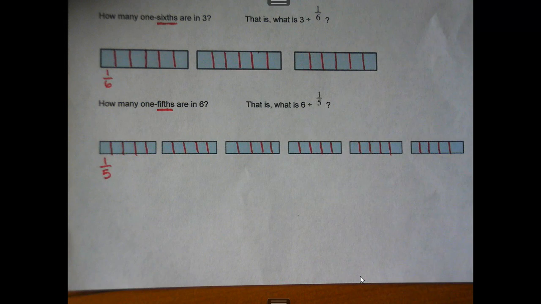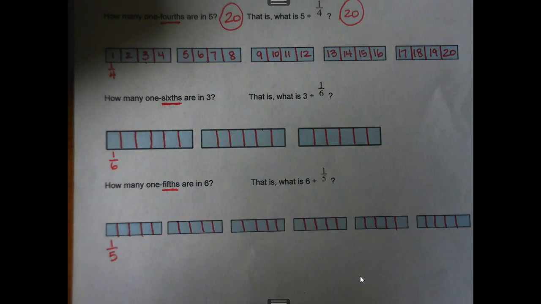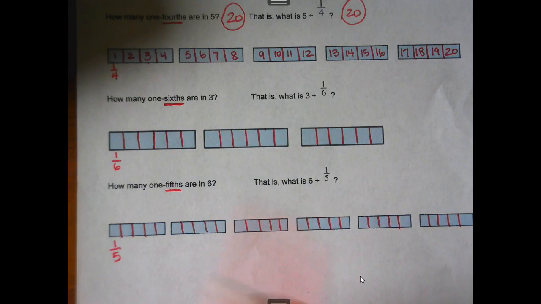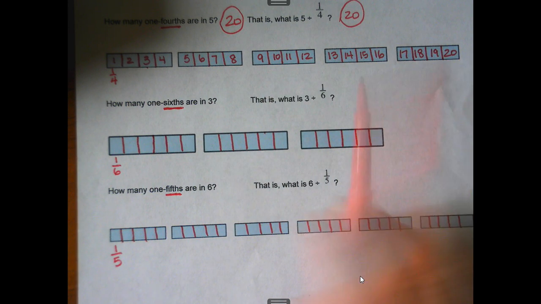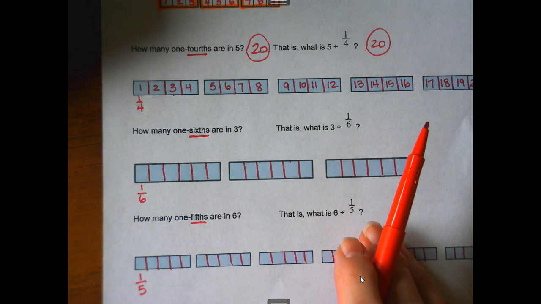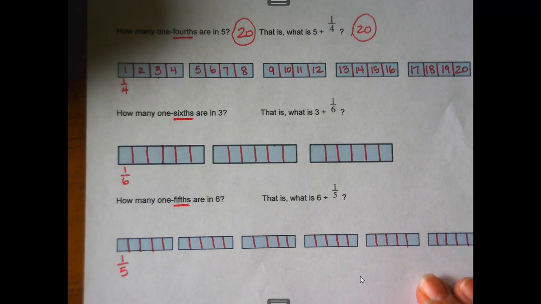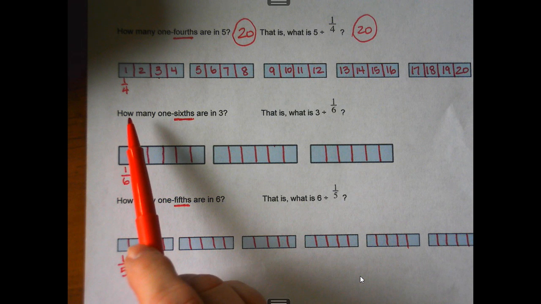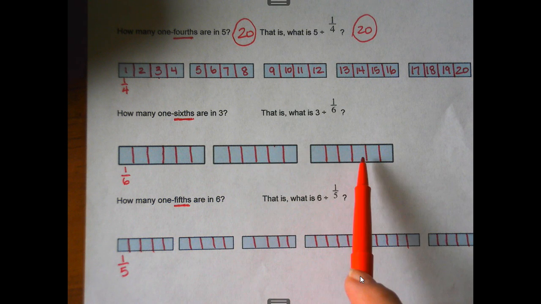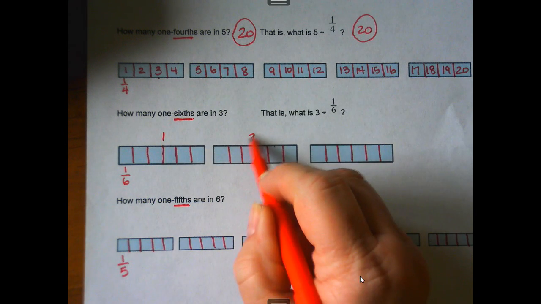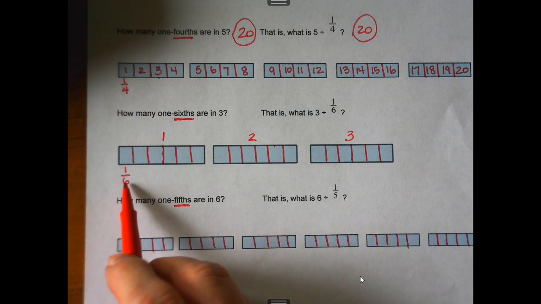You might remember that in the video that I did for you yesterday, I portioned these rectangles out like this, and I was trying to figure out how many 1/4 were in 5, and I did that example for you. This next problem, our question starts out by saying how many 1/6 are in 3. I have 3 things here. Here is my 1, my 2, and my 3. And then I portioned each of these out into 1/6.